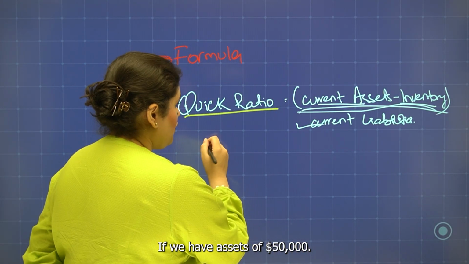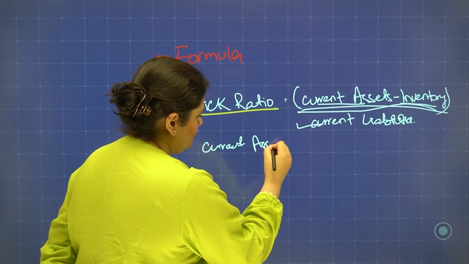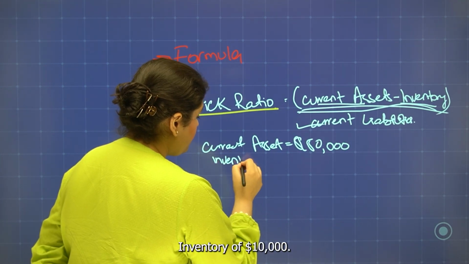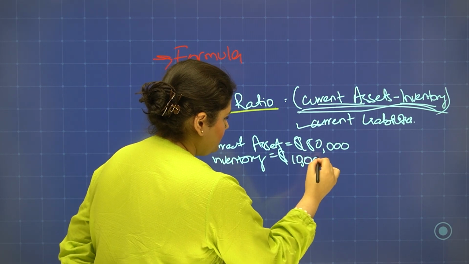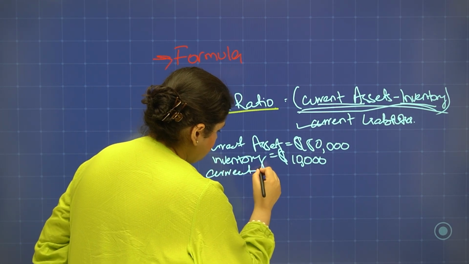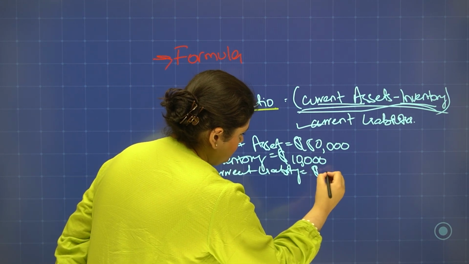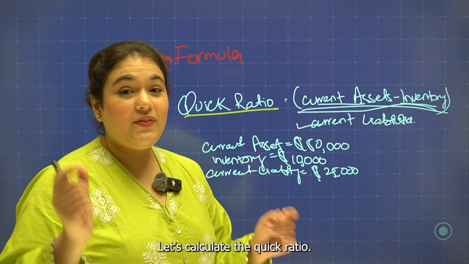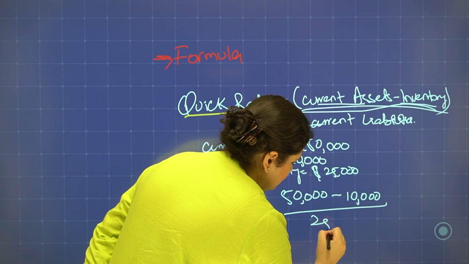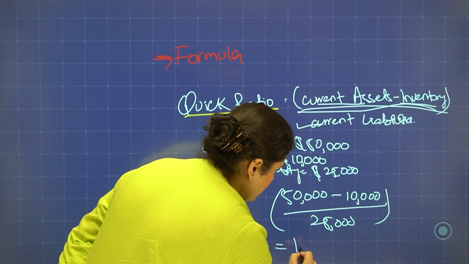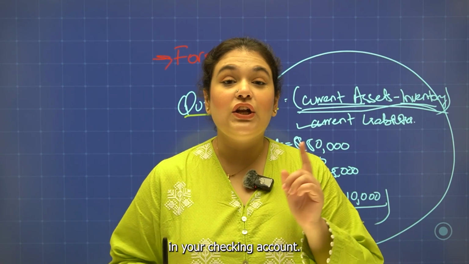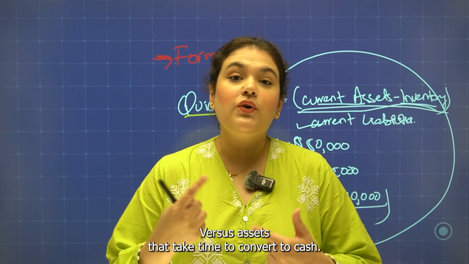If we have current assets of $50,000, inventory of $10,000, and current liabilities of $25,000, let's calculate the quick ratio. $1.6. Now this is our quick ratio. The quick ratio is like having money readily available in your checking account versus assets that take time to convert to cash, like a car.